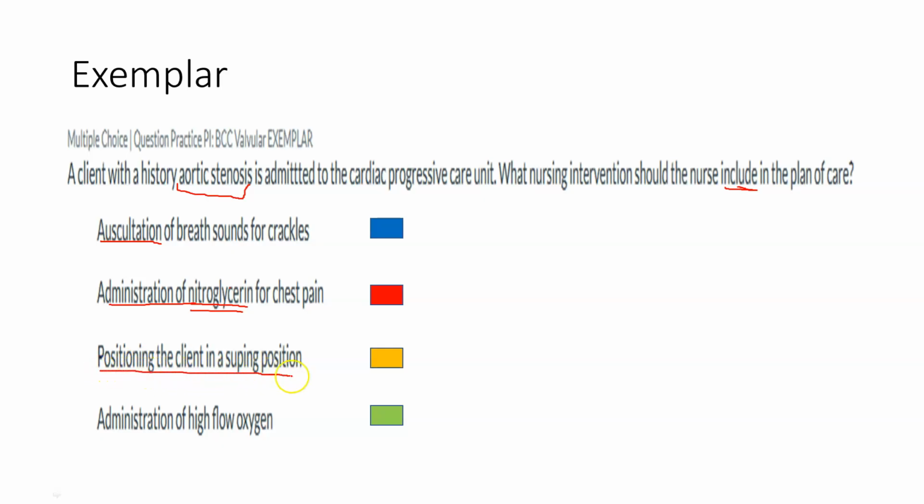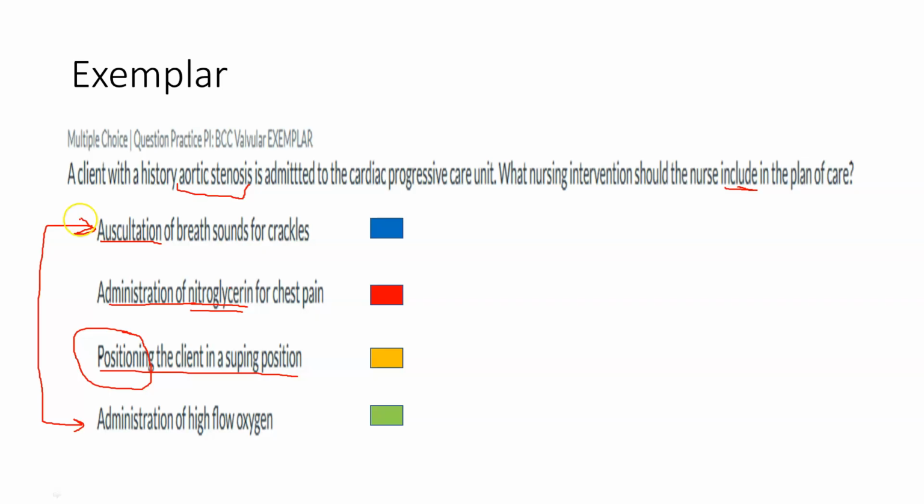Do we want to position that client in a supine position? Okay, I don't know why we would want to do that for aortic stenosis. Kind of a throwaway answer, but what my students will tend to do is read this word and think, oh, well, I want to raise the head of the bed, and they won't finish the rest of the sentence. So that really leaves me down to 2, and they are both very plausible.